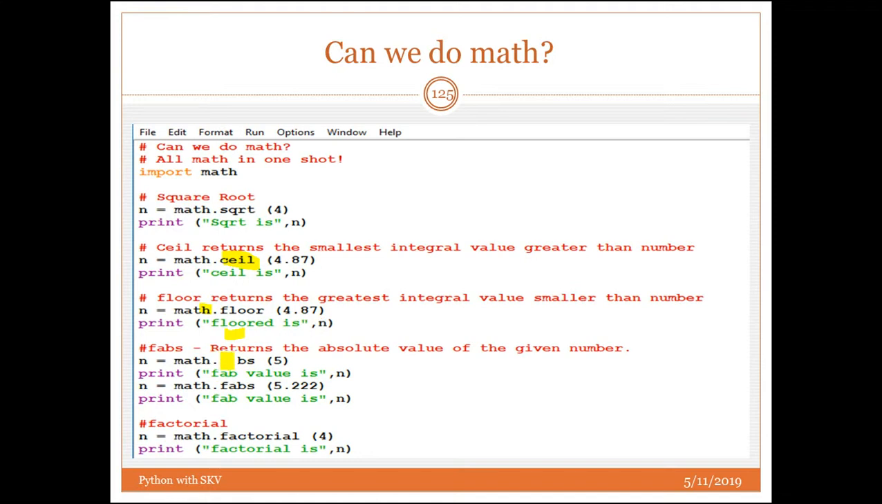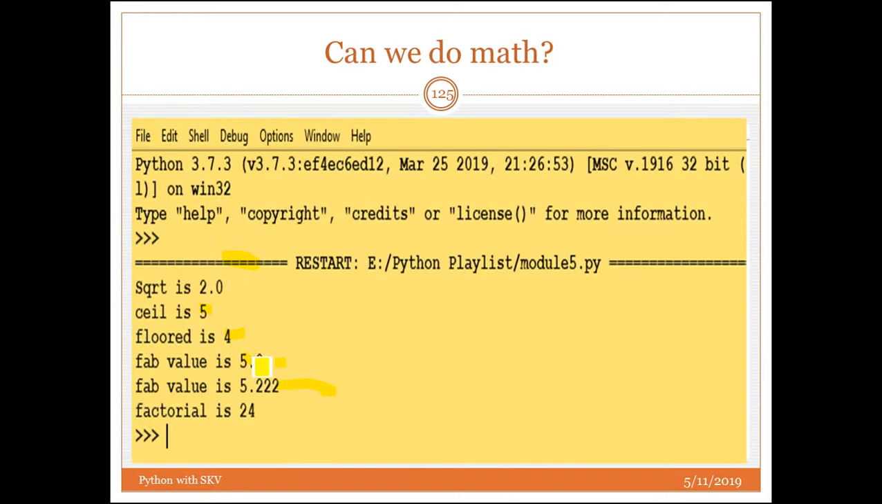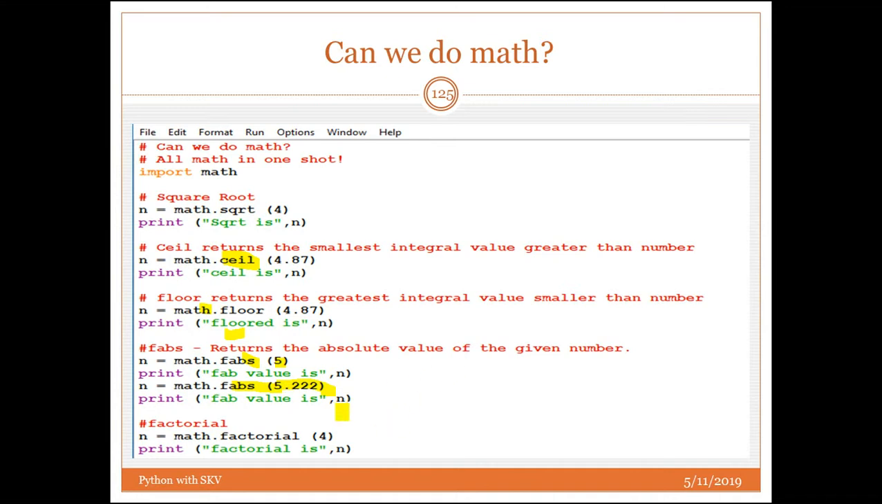Now fabs. Fabs is used to return the absolute value of the given number. So 5 should be 5.0. 5.222 will remain the same. Let's see if I am right. 5 has been returned as 5.0. 5.222 remains the same. Now can we go with factorial?